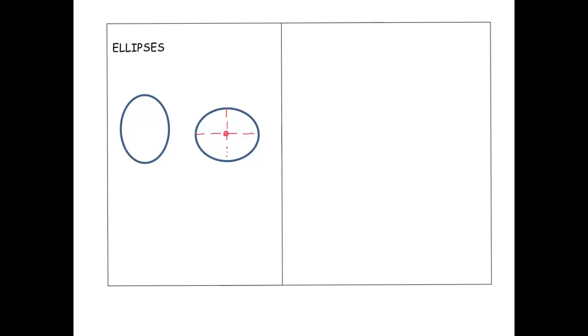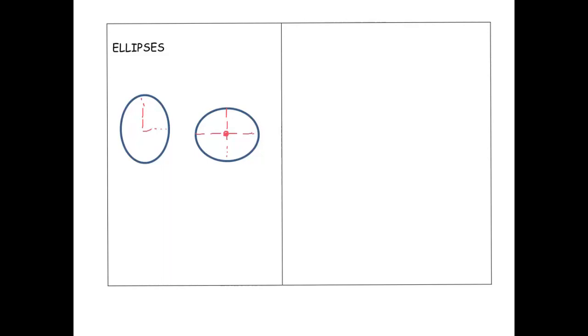Now notice that other differences between the circle and ellipse would be that the radius isn't the same as you trace the ellipse. It changes, right? You can tell on this one here that the radius is longer on this side than it is on this side. And then on this ellipse, if I draw this one in, you'll notice that this radius is longer than this radius. So we're going to reflect that in the equation for the ellipse.